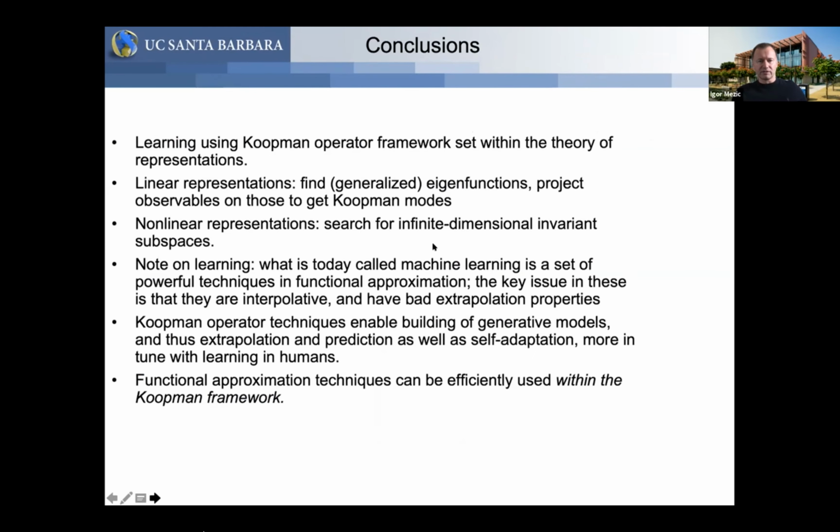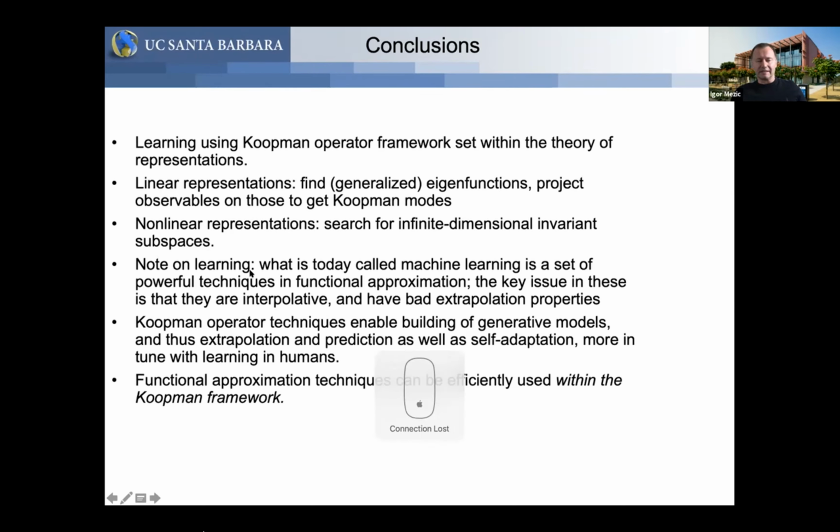So I will close here by saying the Koopman operator framework has emerged as one of the key elements in trying to learn dynamical systems in general. The take-home points are that linear representations are always associated with generalized eigenfunctions, and they can give you finite dimensional representations even of nominally infinite dimensional systems. Nonlinear representations involve a search for infinite dimensional invariant subspaces of the Koopman operator.